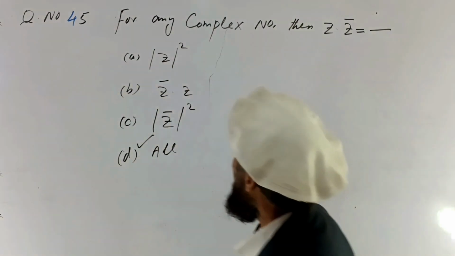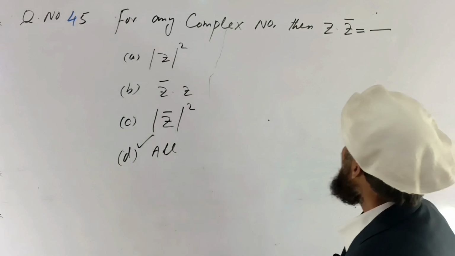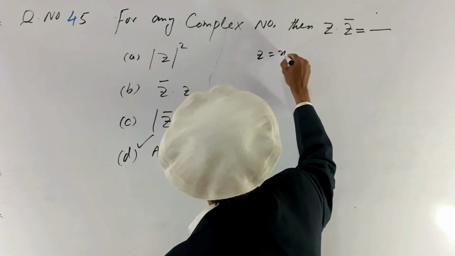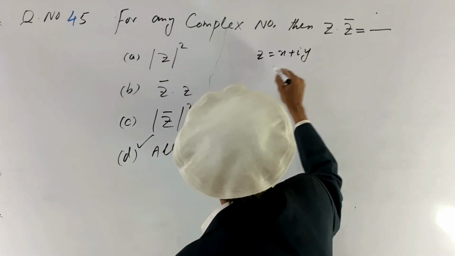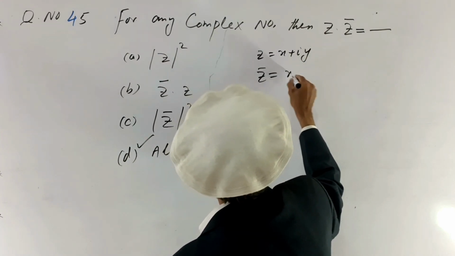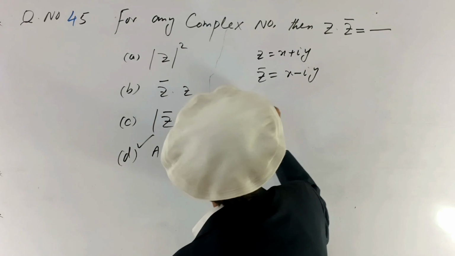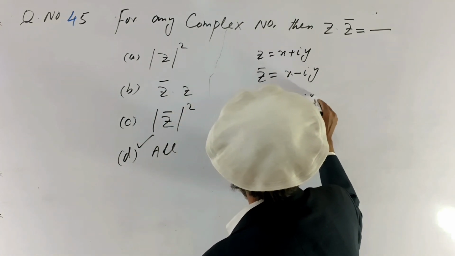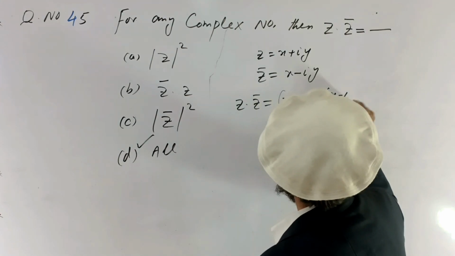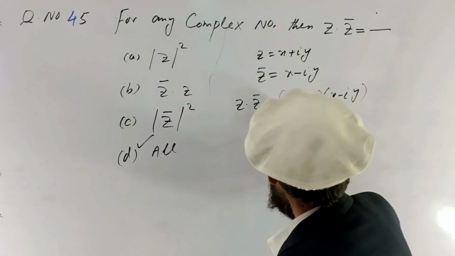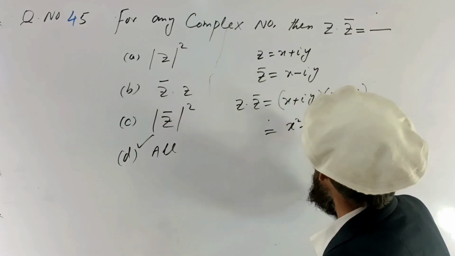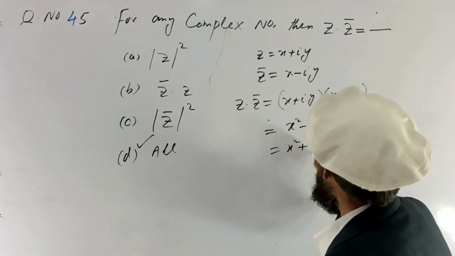All of these is the correct answer because if we know that, look here, if we find z is equal to x plus iota y, so z bar is equal to x minus iota y. Then if we multiply them to each other, x plus iota y into x minus iota y, so the result will be x square minus iota square y square. So the result is x square plus y square.